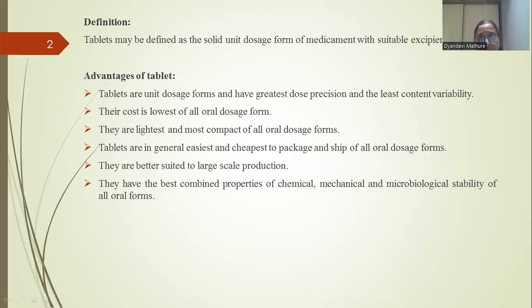They have the best combined properties of chemical, mechanical, and microbiological stability of all oral dosage forms. Very important: being a solid dosage form itself, it is more stable. It has chemical, mechanical, as well as microbiological stability as compared to the rest of the dosage forms.